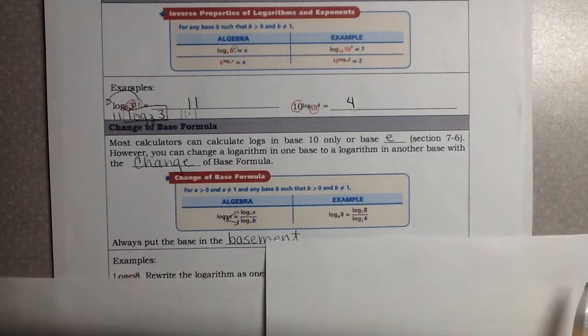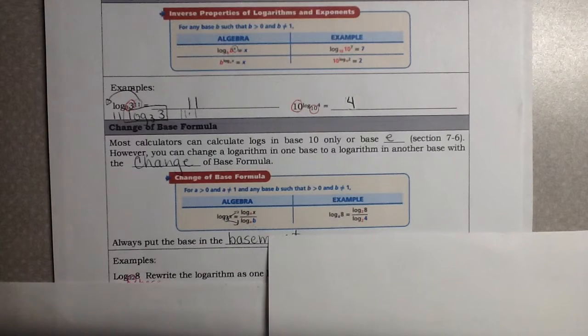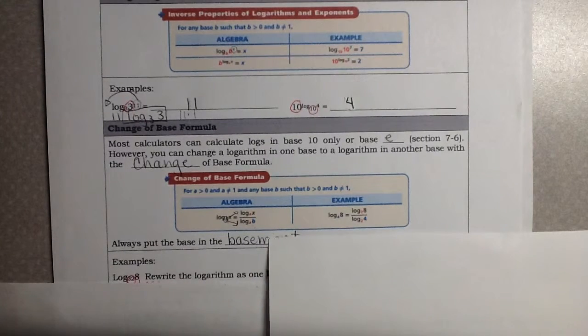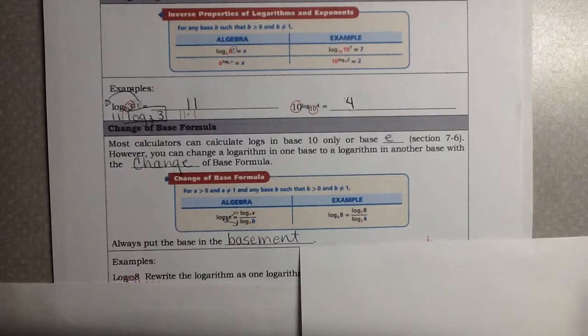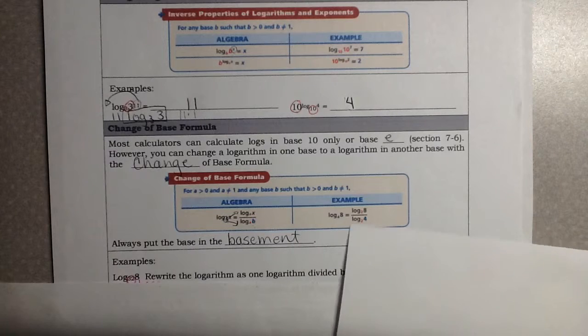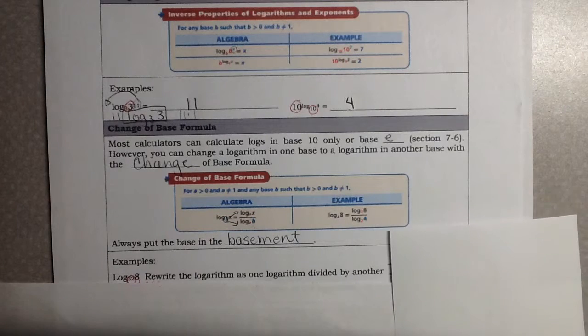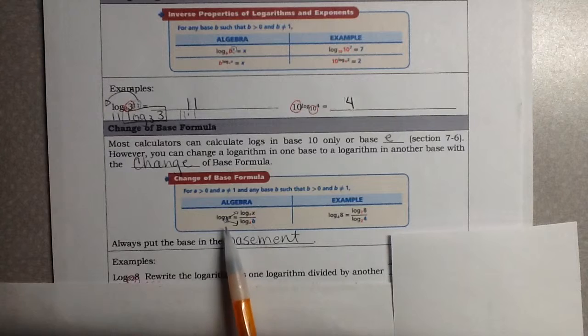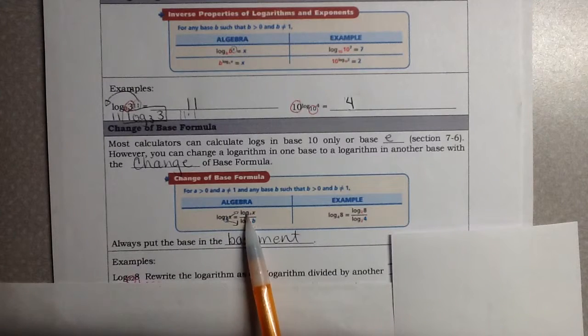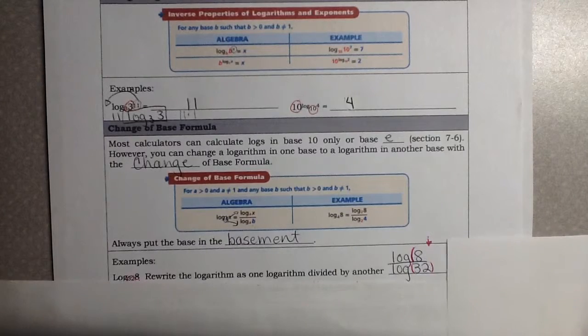And here's an example. We have log base 32 of 8, and we're going to rewrite it into 2 logarithms like this. We're going to write the logarithm as 1 logarithm divided by another logarithm. So I mentioned up here we're going to put the base in the basement, and you always have to write the log in front of both of them. So in the numerator we're going to have log, and we're changing it to base 10. We're changing it to base 10 so you can enter that in your calculator.